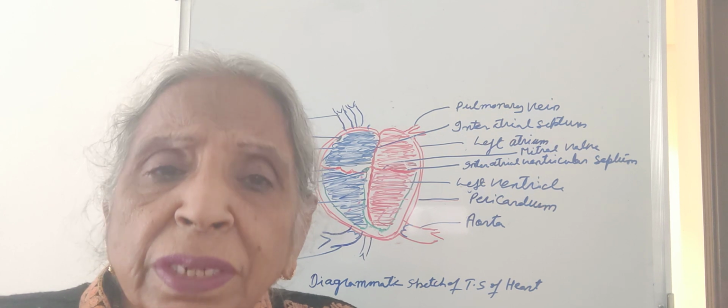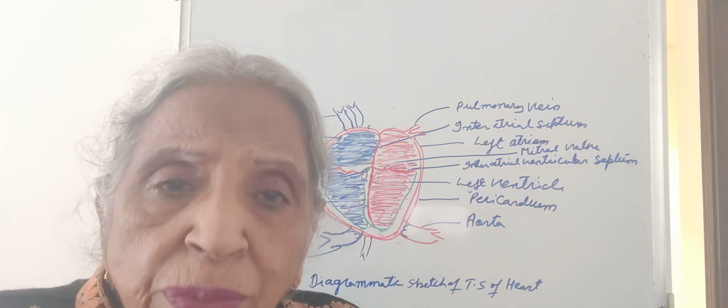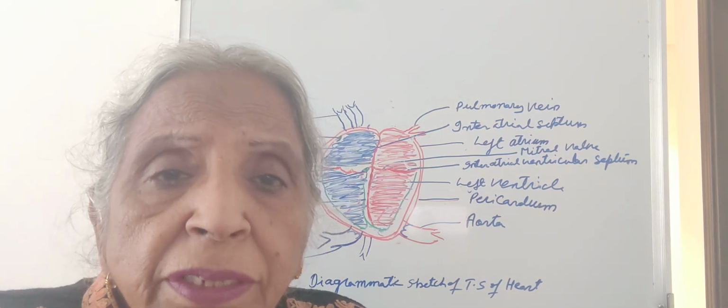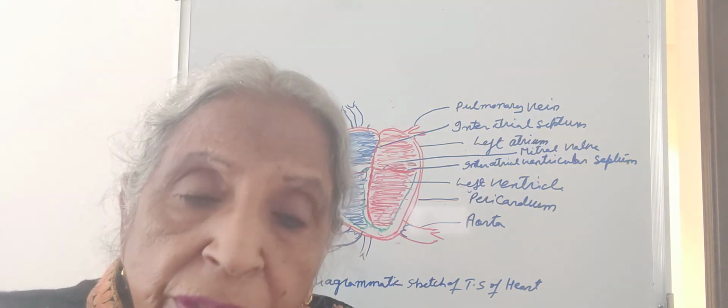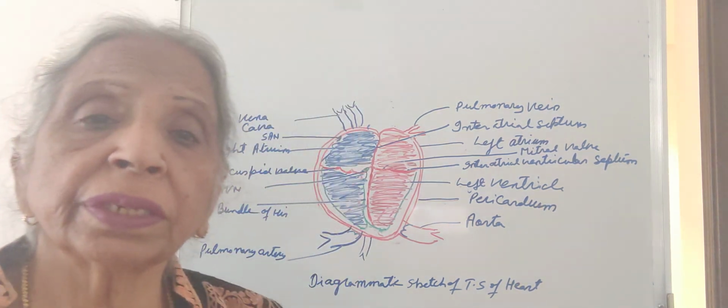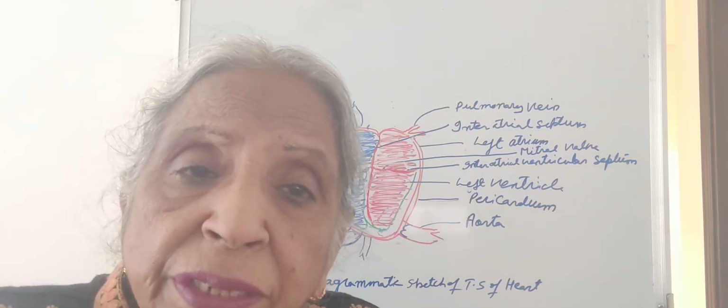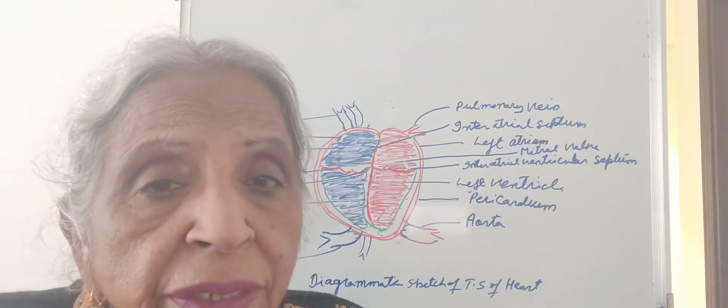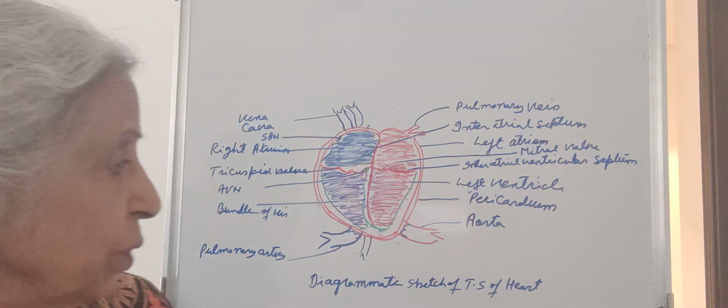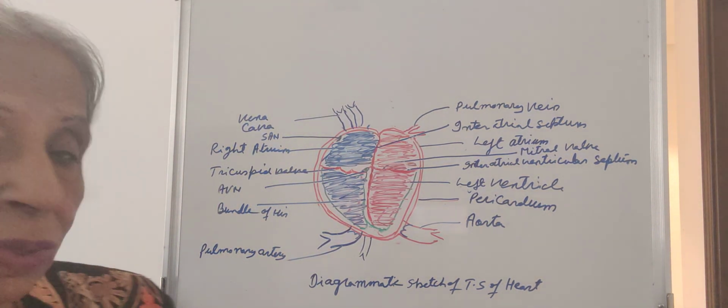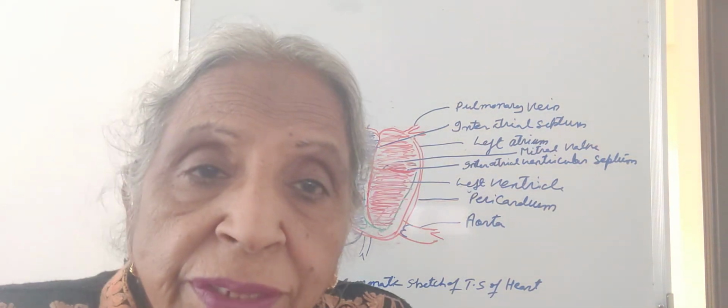Sympathetic nerves are part of the autonomous nervous system. Parasympathetic nerves are also part of the autonomous nervous system. Sympathetic nerves help in increasing the rate of heart functioning, and parasympathetic nerves decrease the rate of heart functioning. This is all about the function of the heart.